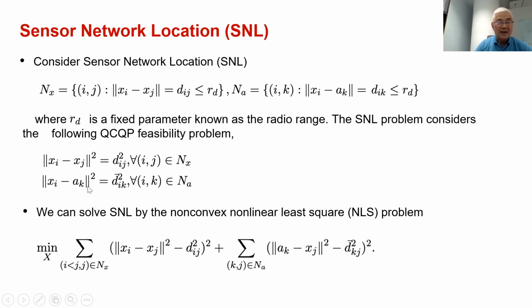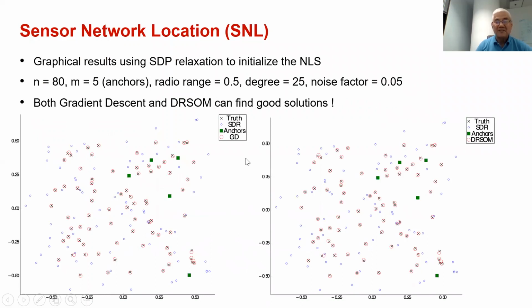Some positions we call anchors, because their locations are known. Of course, the easiest method to solve this is to formulate it as nonlinear least squares, but these are highly non-convex. What I wanted to show you is the picture. There is an SDP relaxation to solve these problems, but the SDP relaxation cannot get the ideal rank, so it's an approximate solution.